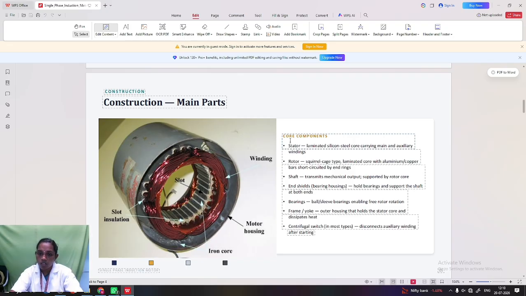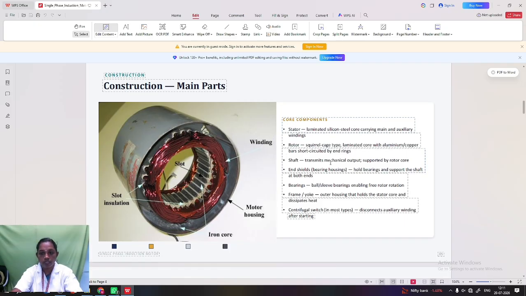Normally the stator is the stationary part. Generally, the stator is a laminated silicon steel core carrying main and auxiliary windings. Rotor means the rotating part. Normally in induction motors, rotors are classified into two types, squirrel cage and slip ring rotor. But in the single phase induction motor, we prefer the squirrel cage type, just like the three phase induction motor. It has a laminated core with aluminum or copper bars short circuited by end rings.